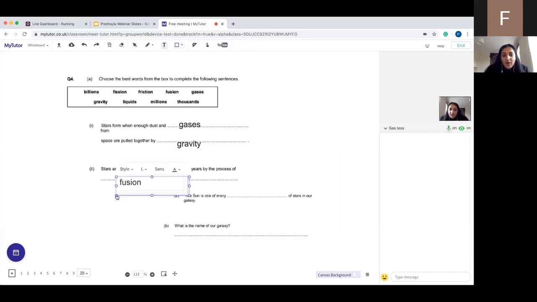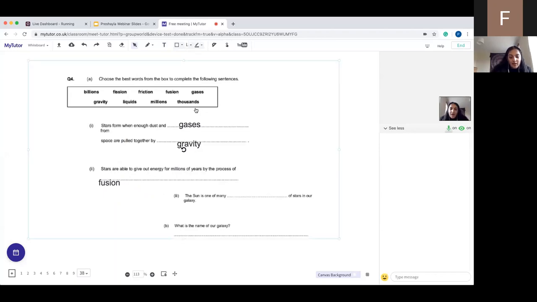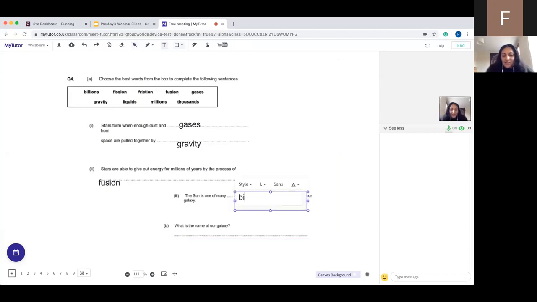The sun is one of many. Okay, so this one is less obvious because you've got millions and billions, and although it might seem trivial when we're talking about space, it actually does make a big difference. So the sun is one of many billions of stars in our galaxy. Millions is actually not that much. Billions is more on the scale that we want to be talking. Remember, billions is 1,000 times a million.